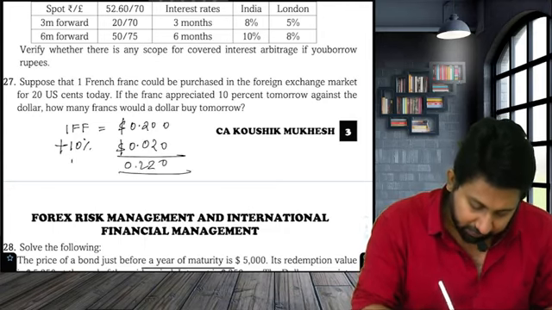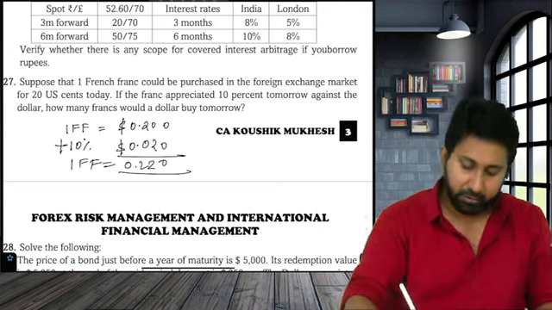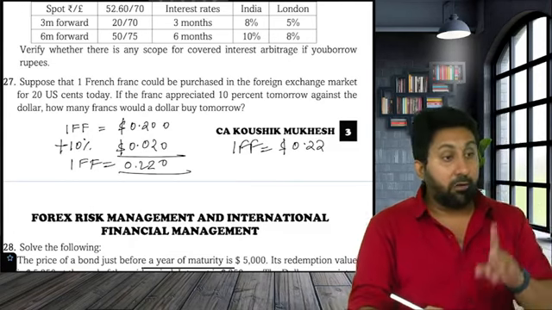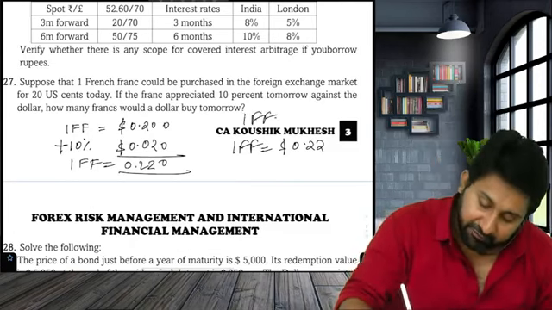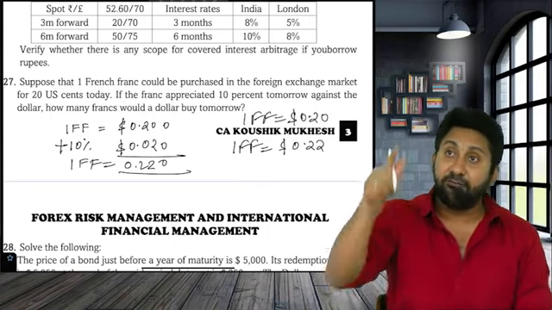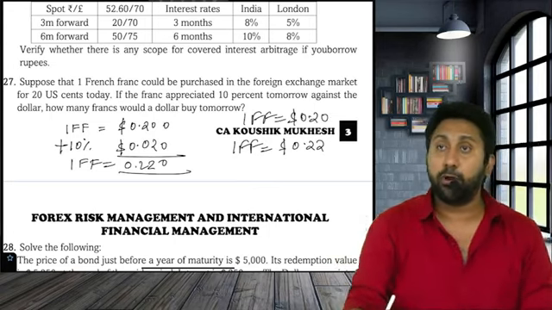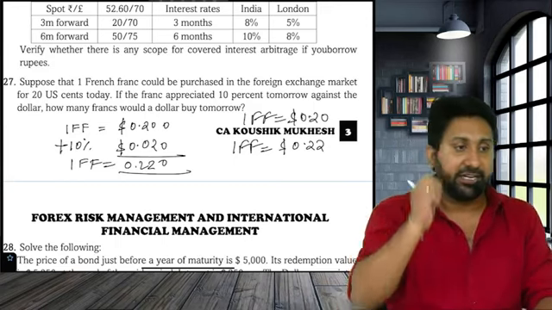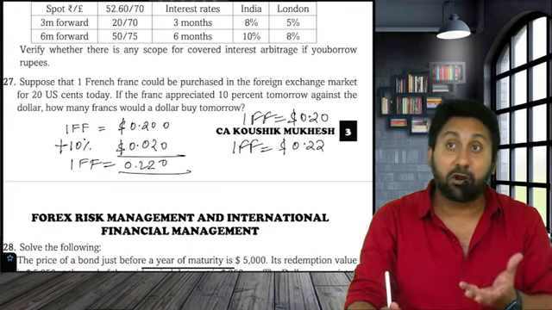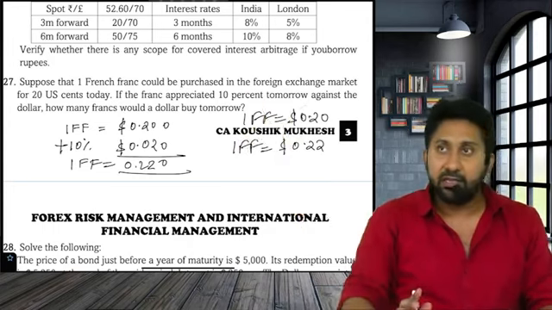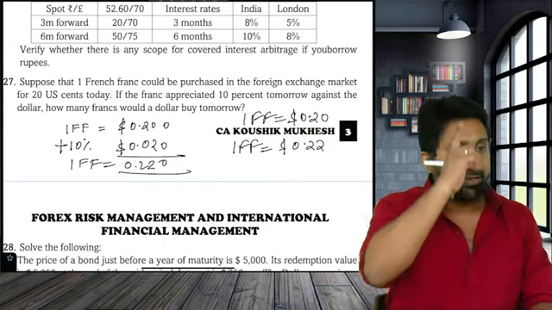Okay, so 1 French franc equals $0.22. Now you observe, previously with 1 French franc I could buy only $0.2. Now the same French franc can buy $0.22. This is what is meant by the French franc appreciating in value. The purchasing power of the franc has increased now. That's called appreciation of the franc. Whenever I say appreciation, don't add to that currency.